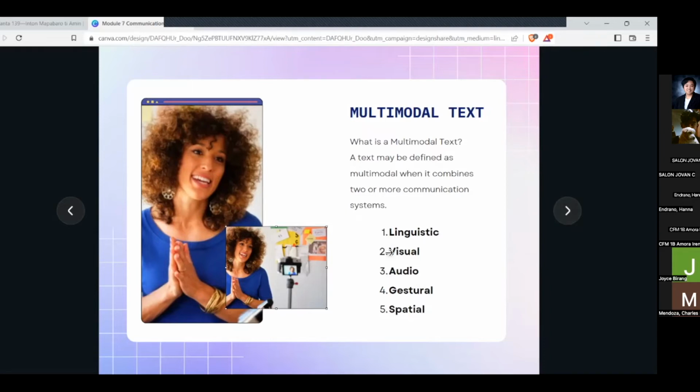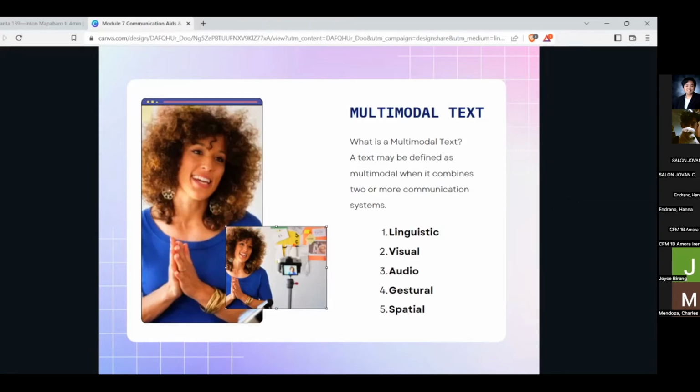Linguistic, visual, audio, gestural, spatial. These are the types of multimodal text or modes. For linguistic, the examples are books, newscasts, broadcasts, letters, ebooks, emails, text messages, blogging. Blogging, not vlogging. B is blogging, like writing. Anything that you read, that's the linguistic.